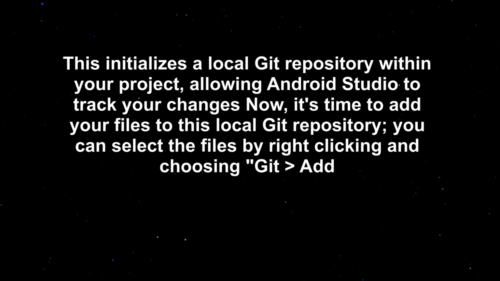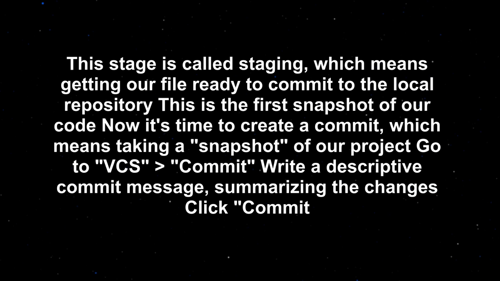Now, it's time to add your files to this local Git repository. You can select the files by right-clicking and choosing Git > Add. This stage is called staging, which means getting our files ready to commit to the local repository. It is the first snapshot of our code.